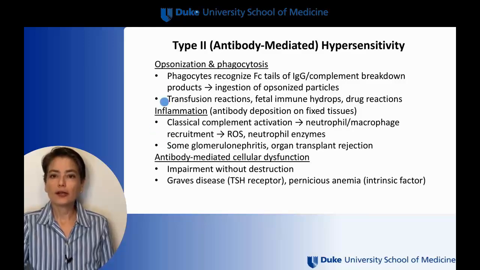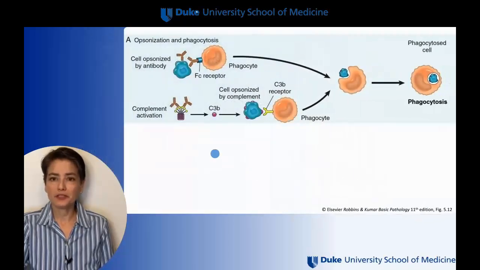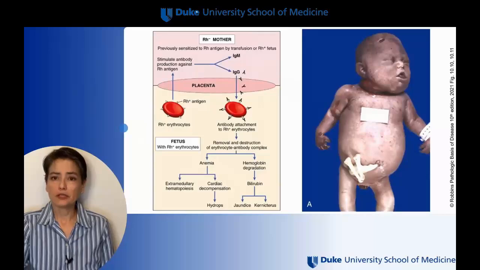Okay, so let's look at these three different mechanisms, beginning with opsonization and phagocytosis. Here we can see a cell that's opsonized by antibody, which is recognized by a phagocyte and destroyed. Or we can have complement activation with this C3b particle, which is going to bind to the cell, again be recognized by the phagocyte, leading to phagocytosis. And the best example of this is one we discussed just last week, which is fetal immune hydrops.